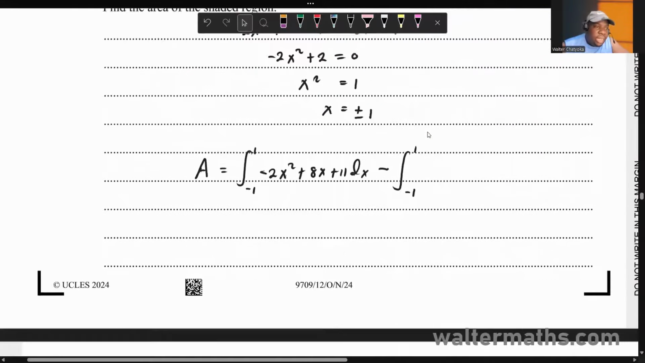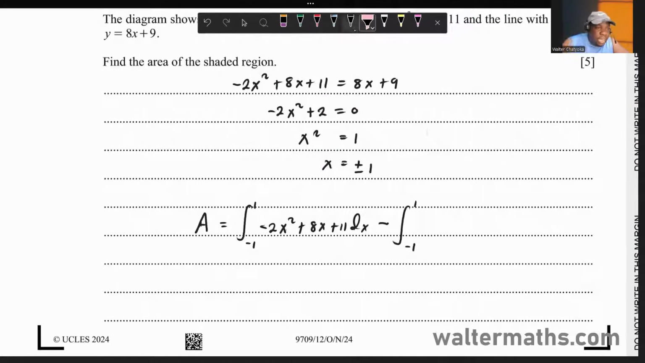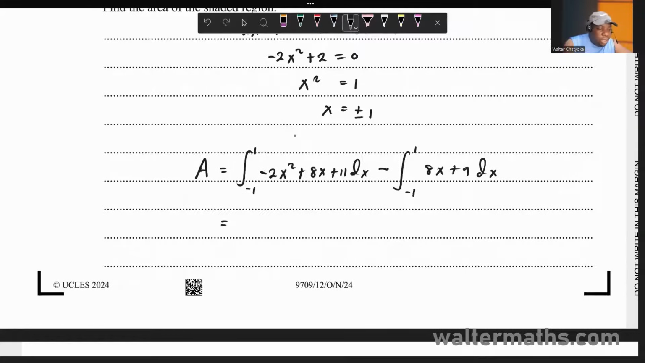Okay, so we can do that by integration, where we're integrating 8x + 9, all right, so 8x + 9 with respect to x. That's for the line. Okay, so this should give us -2/3 x³ + 4x² + 11x, and this is from -1 to 1, and that's minus. Here we get 4x² + 9x, and that's from -1 to 1.